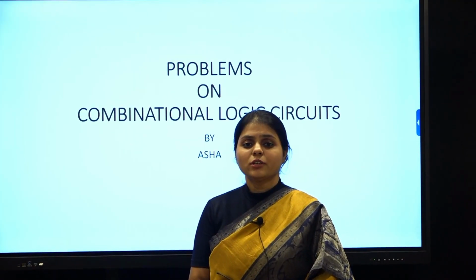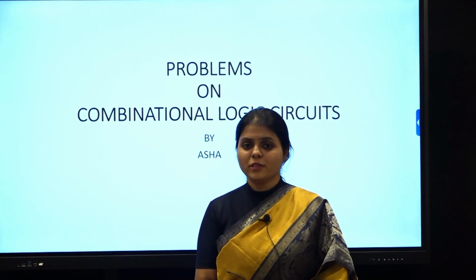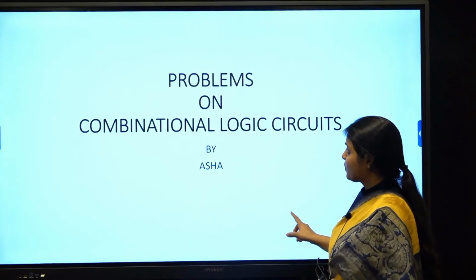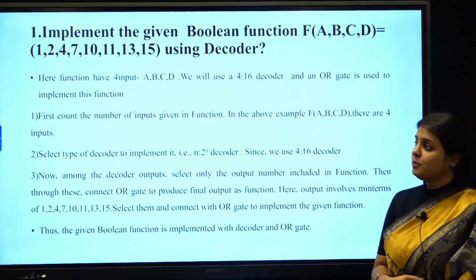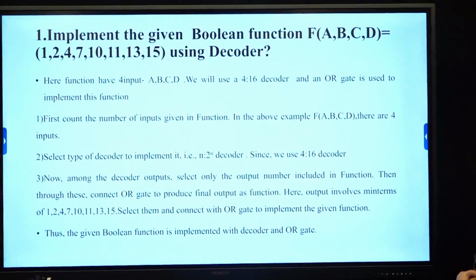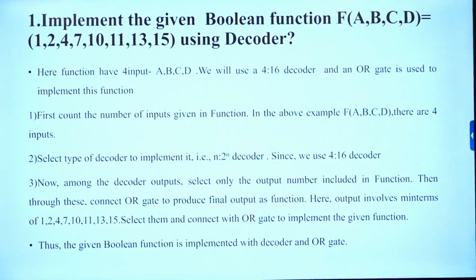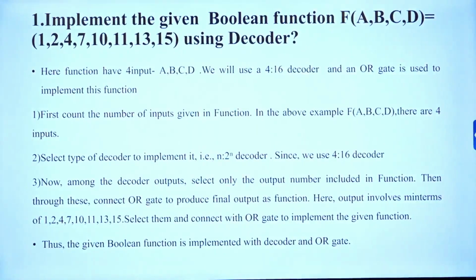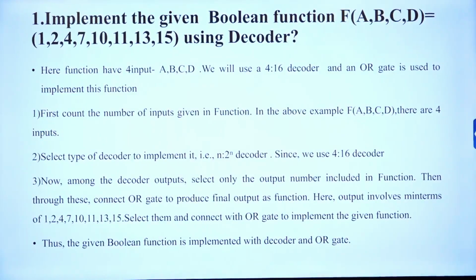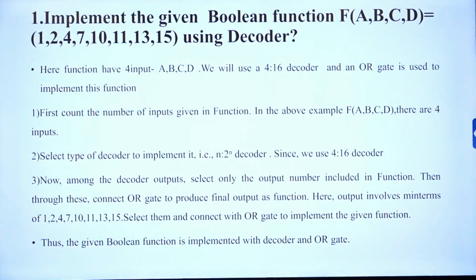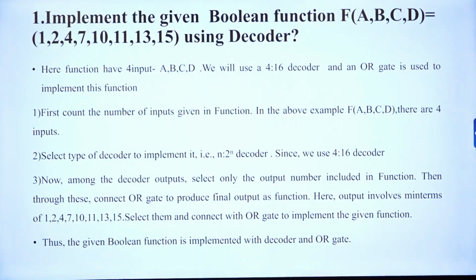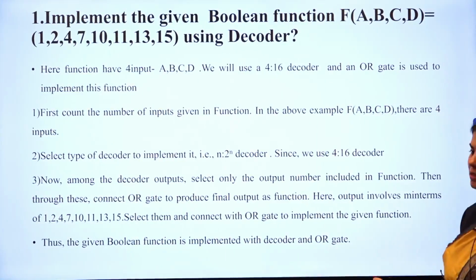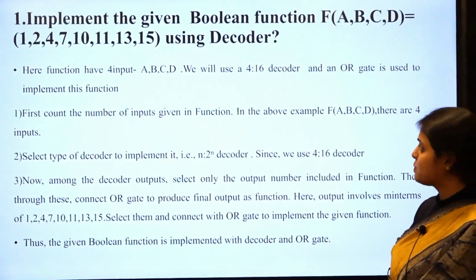Hello all, we will look into how to solve some problems in combinational logic circuits today. So let us get into the first problem. It says implement the given Boolean function f of ABCD equal to 1, 2, 4, 7, 10, 13, 15 using decoder. Basically it is a summation of minterms, so let us consider it as minterms.